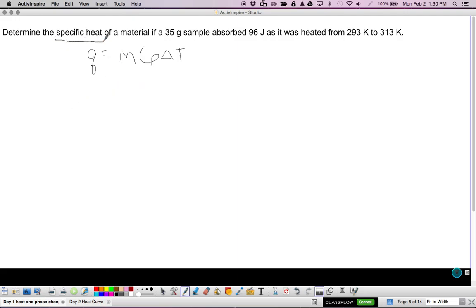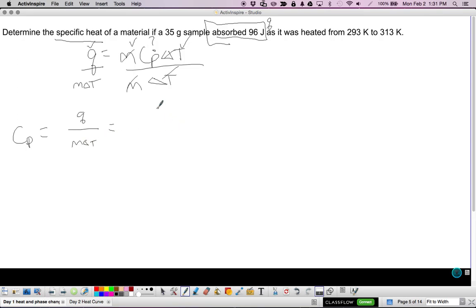And I'm asked to find specific heat. I'm given the mass. I'm given the heat, okay? It absorbs 96 joules. This is going to be the heat. So I have that. I'm trying to find specific heat. And I have an initial and final temperature. So I have that. All right. So I'm going to rearrange. I'm going to take Q equals m Cp delta T and divide both sides by m delta T. All right, and that's going to isolate the variable that I'm looking for, Cp equals Q over m delta T.